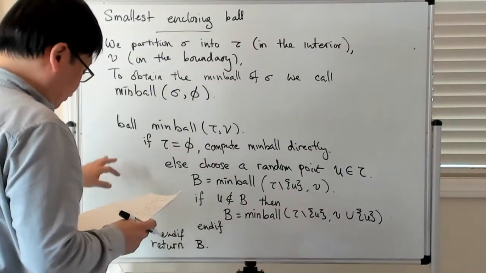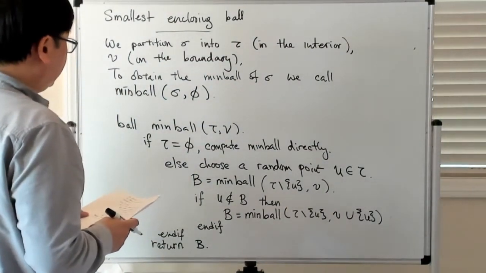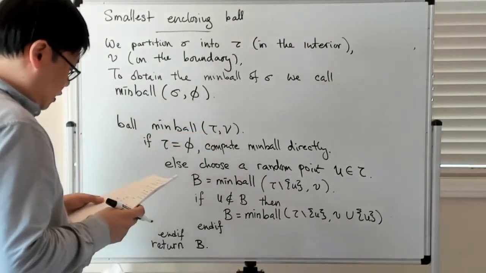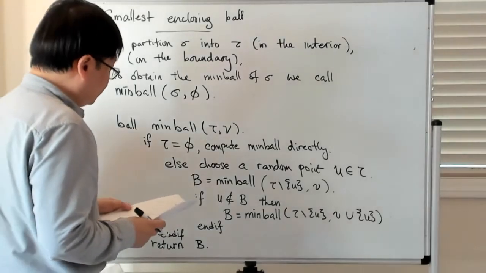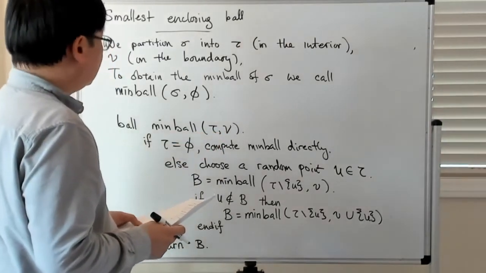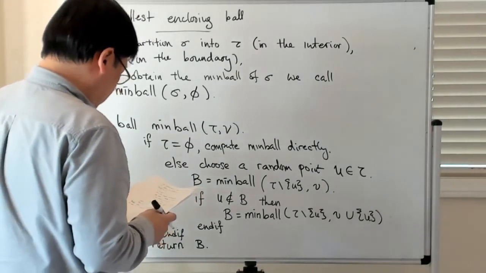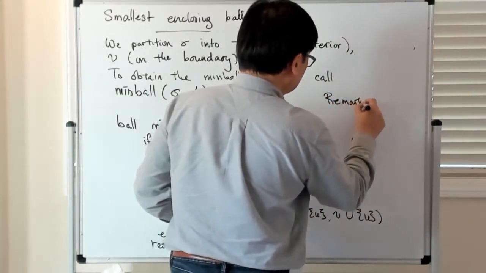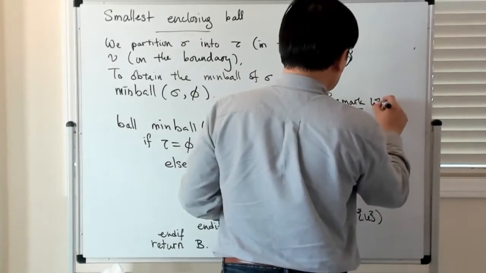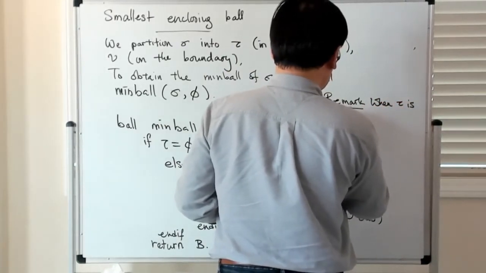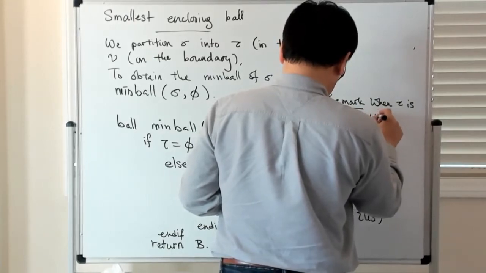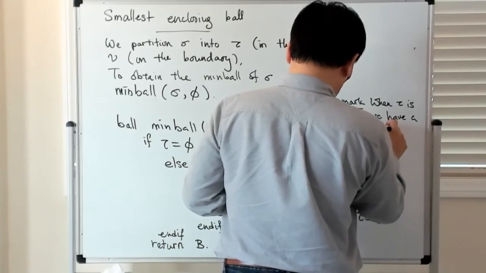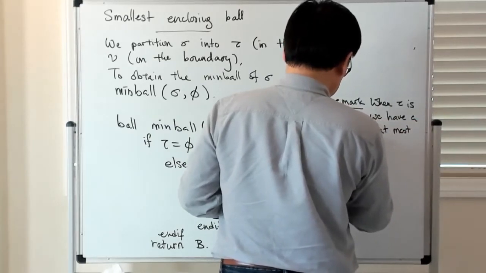And then the point, of course, is that if you have tau being empty, then you have a set of at most d plus 1 points. Okay, so you're only going to feed it d plus 1 points, basically. Okay, so let me just write a remark here. When tau is empty, we have a set of at most d plus 1 points.